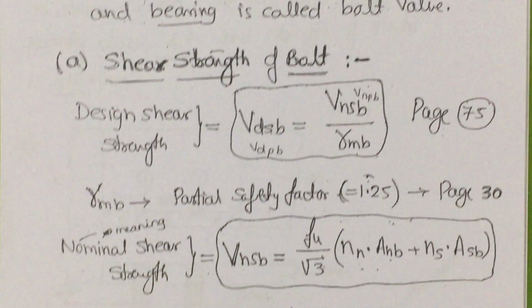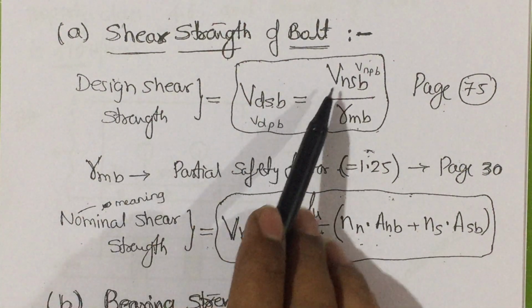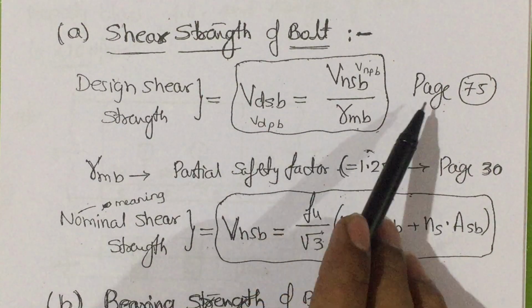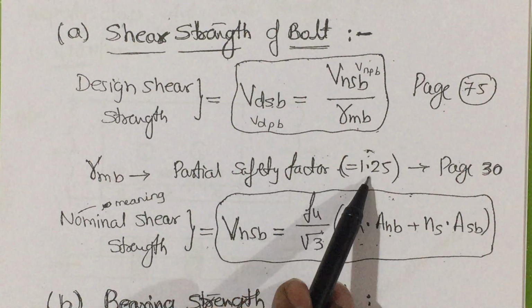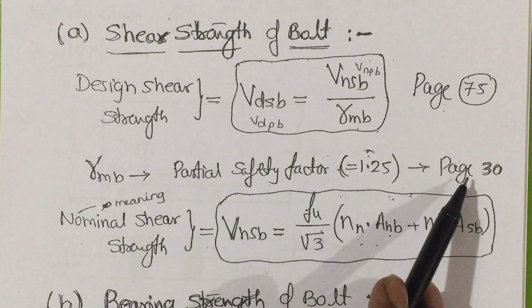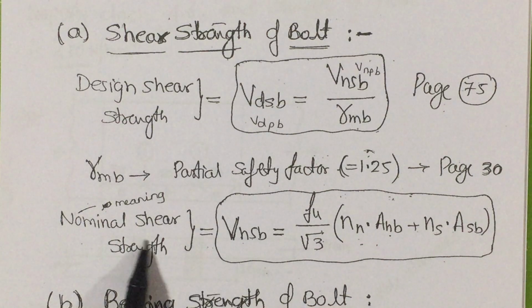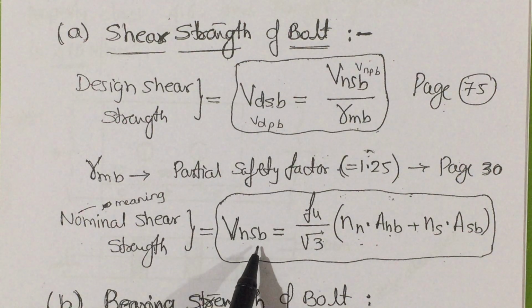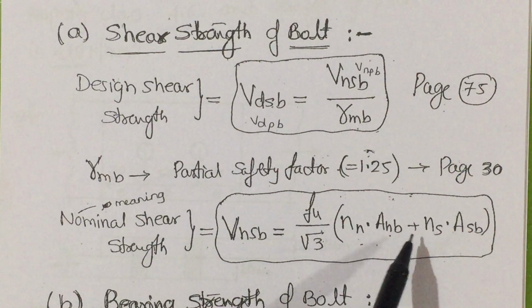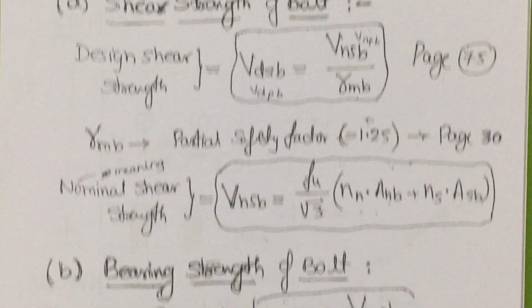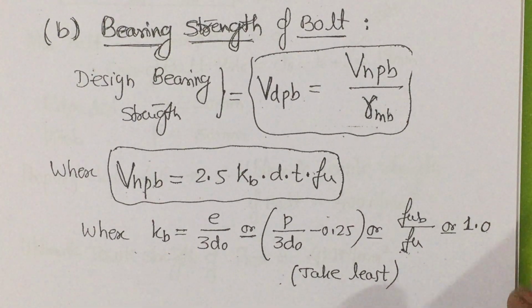Shear strength of the bolt, design shear strength Vdsb is given by Vnsb by gamma mb, it is given in page 75. Gamma mb is the partial safety factor. We are going to take it as 1.25 as per page 30 in the IS 800. Then nominal shear strength is given by Vnsb, that is equal to Fu by root 3 into (Nn into Anb plus Ns into Asb).